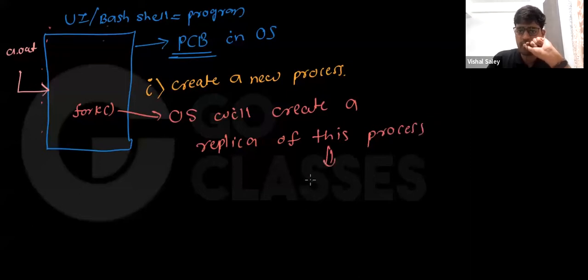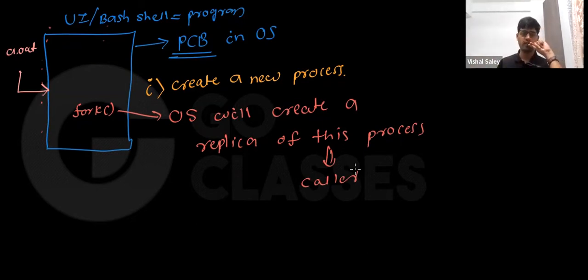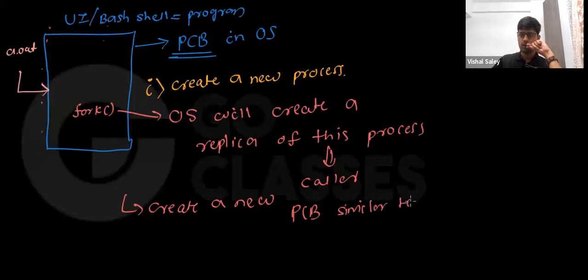So this is basically the caller process. Whichever process is initiating a fork system call, the operating system will create a replica of that. It will create an exact copy of that. Is this understood? So it will create a new PCB which is very similar to the caller process. If it's UI, it will be creating a separate UI.